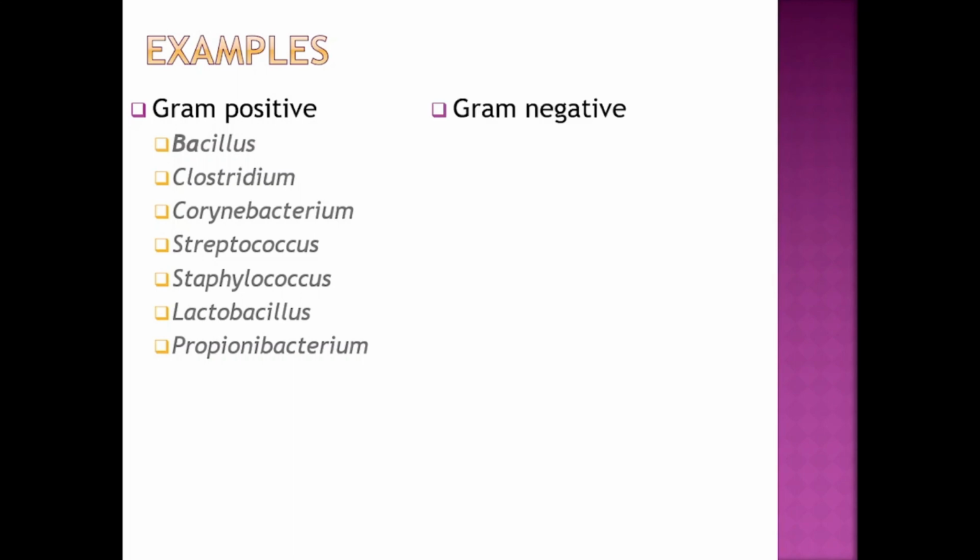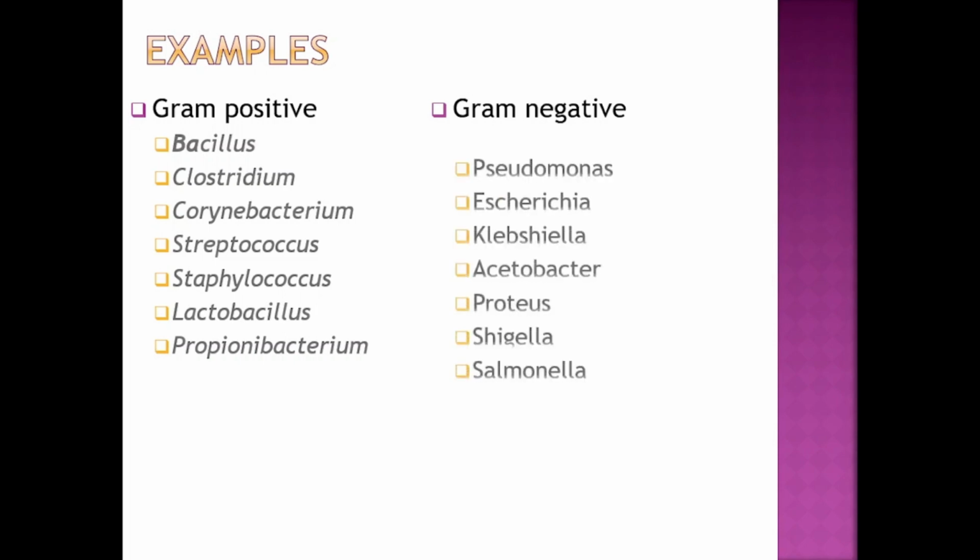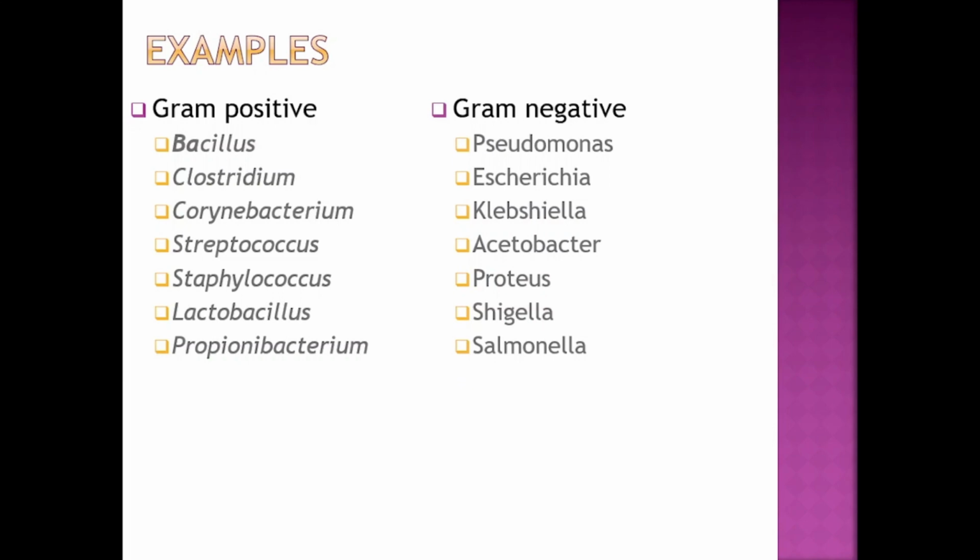Likewise, gram negative. Could you guess? Yes, Pseudomonas, Escherichia, Klebsiella, Acetobacter, Proteus, Shigella, and Salmonella. These are the examples of gram negative organisms.